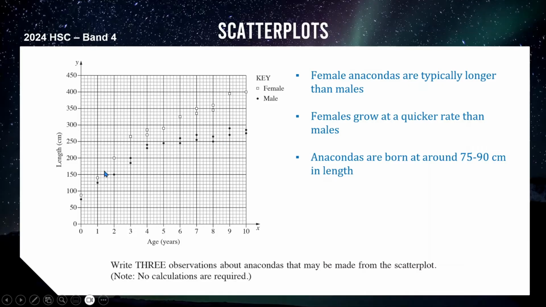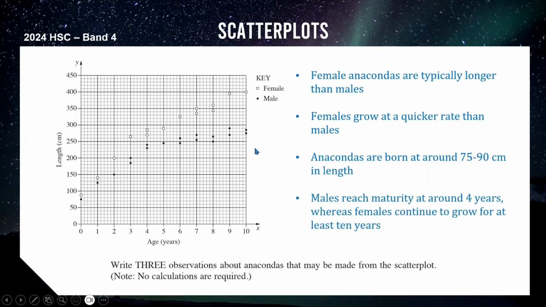Whereas for the female snakes, the white boxes, we can see throughout the 10 years, they are always constantly growing and maturing. So our last point to make is that males are reaching adulthood or maturity at around 4 years, and then the growth rate drastically slows, whereas the female anacondas are continuing to grow throughout the 10 years. So any 3 of those 4 points would have gotten you 3 marks for this question in last year's HSC, and that's how we read a scatter plot.